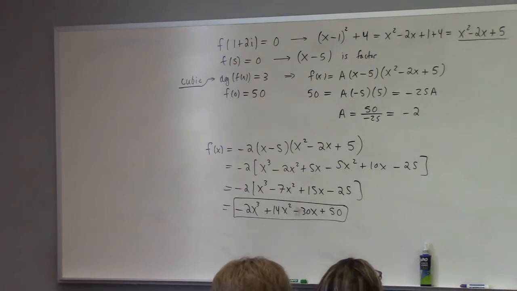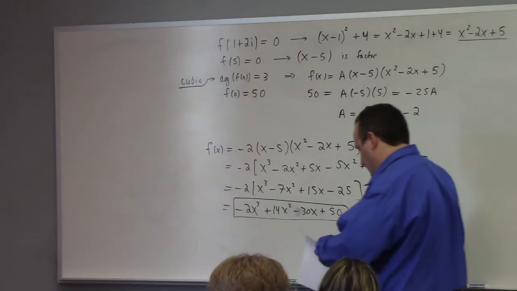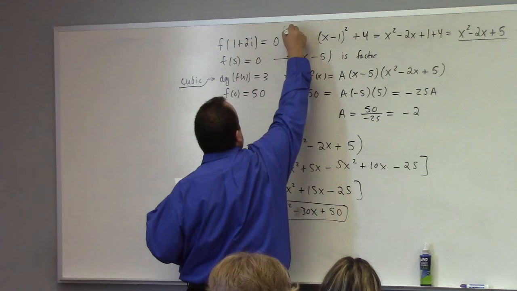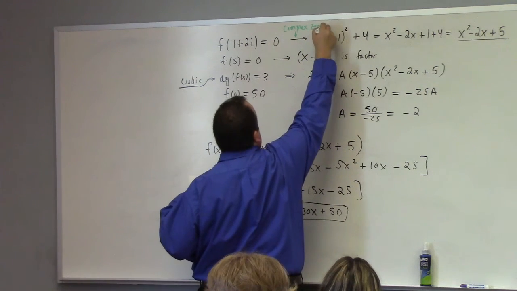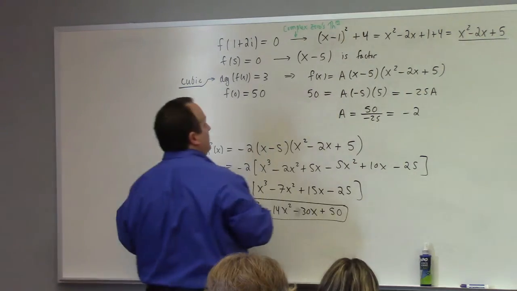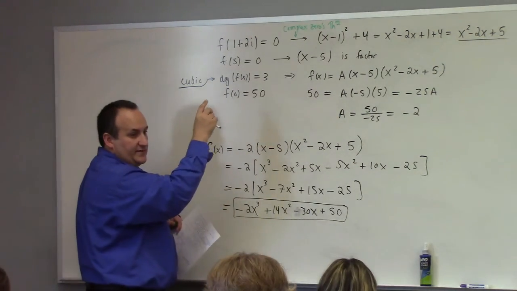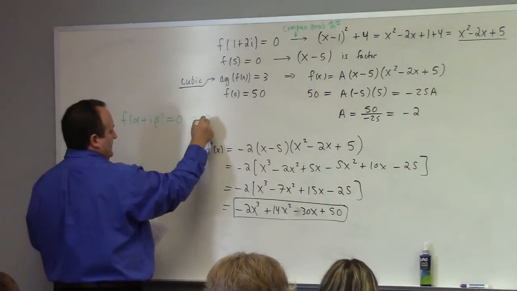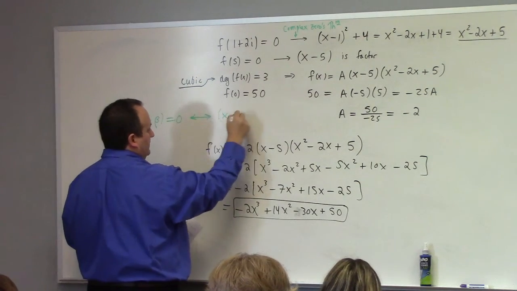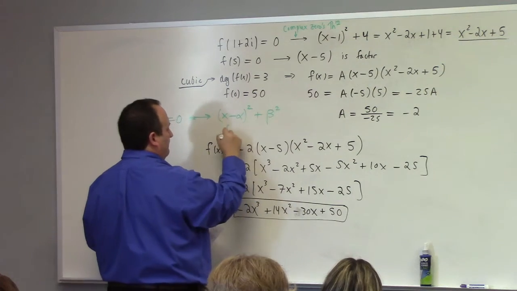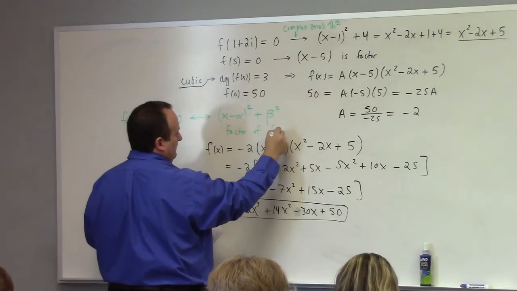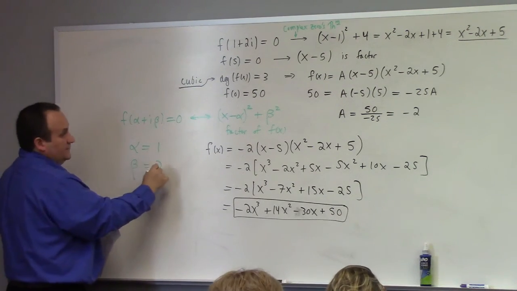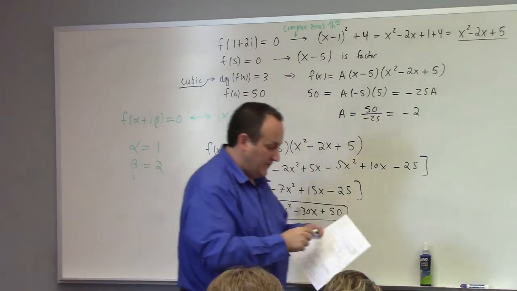How did I get to x minus 1 squared plus 4? This is the complex zeros theorem that we spent Friday talking about. So anytime we have a complex root, we get a corresponding prime factor. So remember, if we had f of alpha plus i beta equals 0, I told you guys that's equivalent to having x minus alpha squared plus beta squared as a factor of f of x. So in this problem, I have alpha equals 1. I've got beta equals 2, which gives me x minus 1 squared plus 2 squared, which is 4.